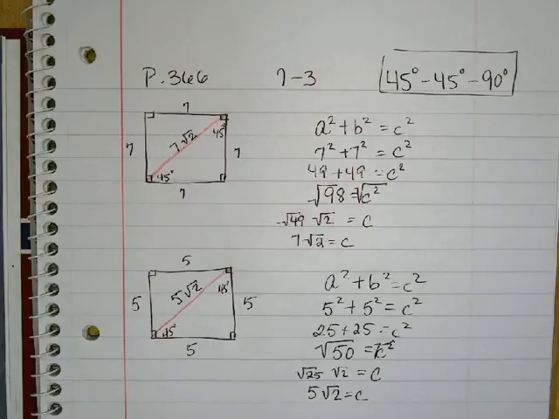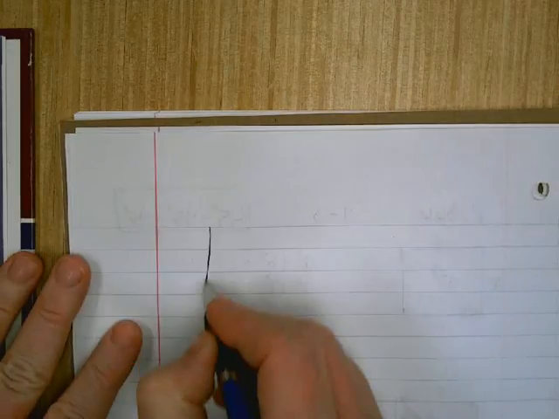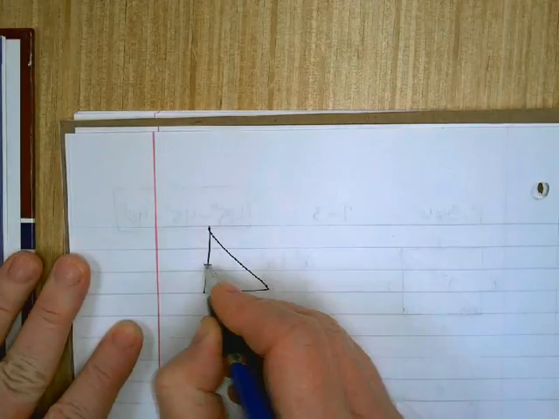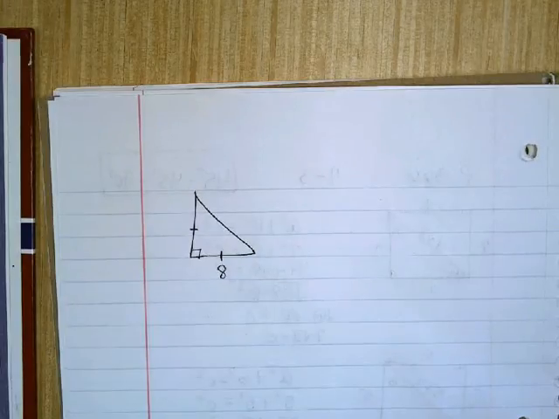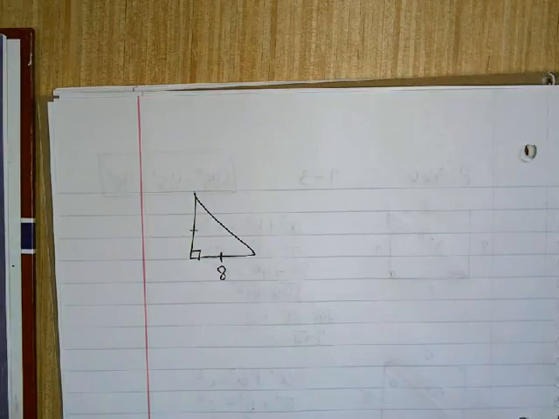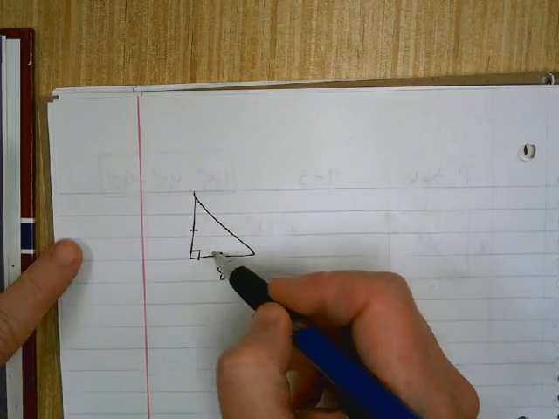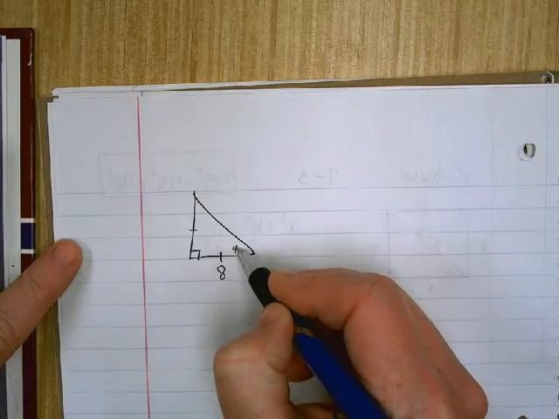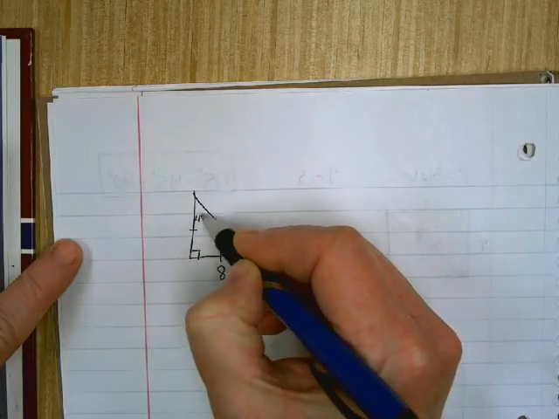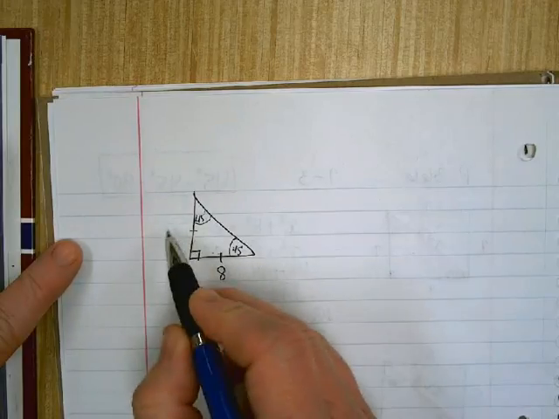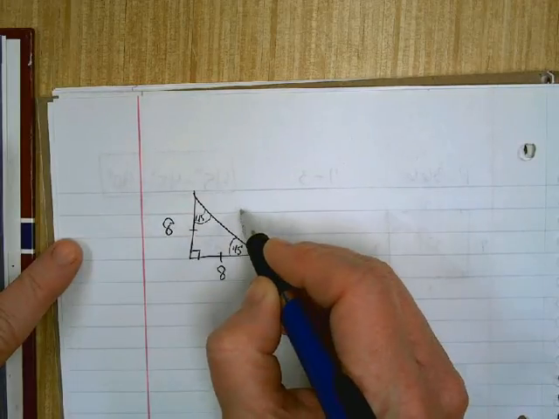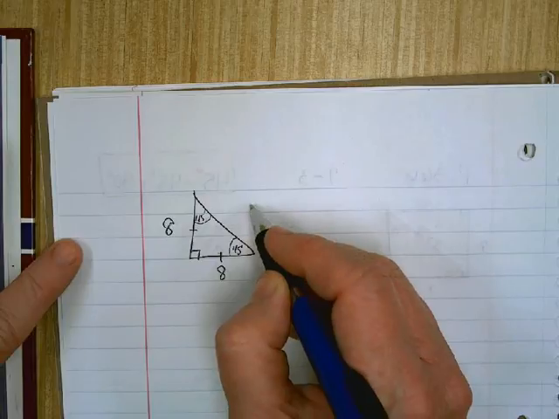What are some of the problems you might see? They might give you this problem. They might draw a triangle and tell you that these are congruent and tell you that this is 8 and ask you to find the other two sides. Well, if you know that these are congruent and this is 90 degrees, then you know that this has to be 45 and this has to be 45. So what does this side have to be? And what does this have to be? 8 square roots of 2.